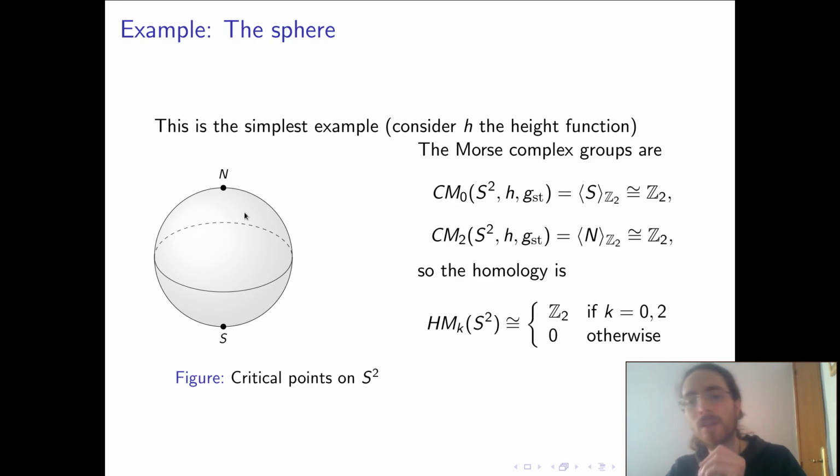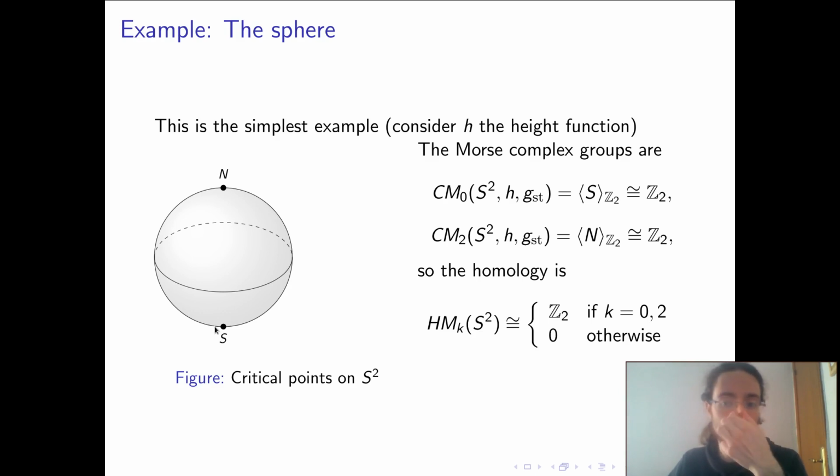The unstable manifold of N is just everything, all the points of the sphere except for the south pole, because the unstable manifold are the points such that if we take the flow towards minus infinity, they reach N. And in the same way, the stable manifold of S is all the sphere except for the north pole. So these are these two disks, and the intersection of them is the whole sphere except for the poles.